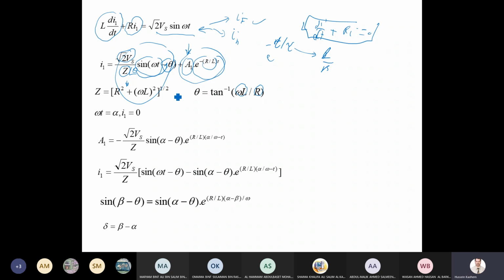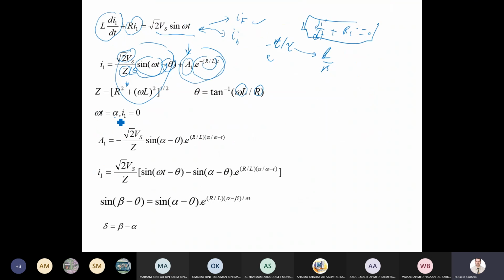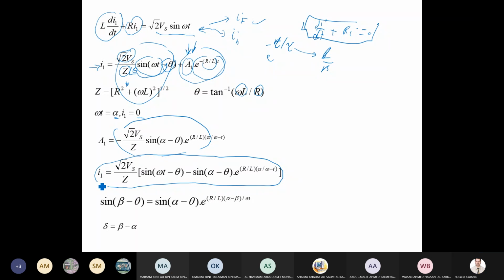So let me go back here. We have at alpha, the current is 0, so I will use this. At alpha the current is 0, so when we substitute in this equation, we get the constant A. We take it back and substitute here. So the full equation is this. Did we see this before? Yes, we saw this before. We derived this before in the rectifier circuit.